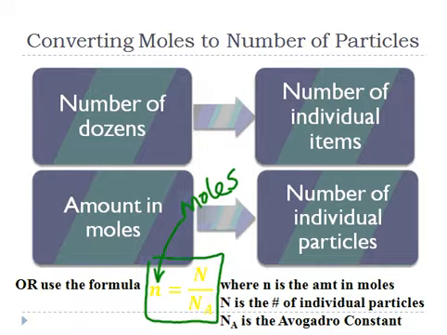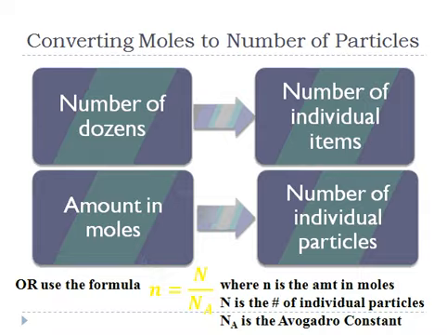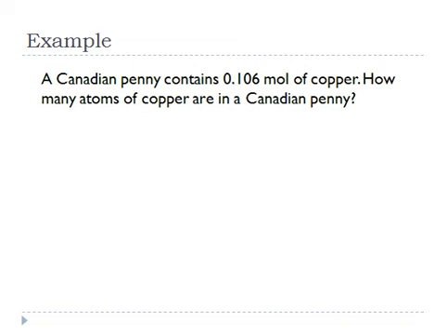Now I'm going to be teaching a lot of conversion factor method in class. We've already done quite a bit of unit conversions already. But here, let's take a look at this example. So this is the last example in your notes. A Canadian penny, I can tell you right now, contains 0.106 moles of copper. So how many atoms of copper are in a Canadian penny?